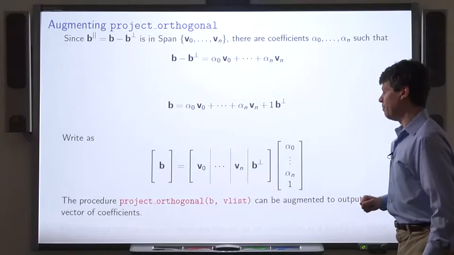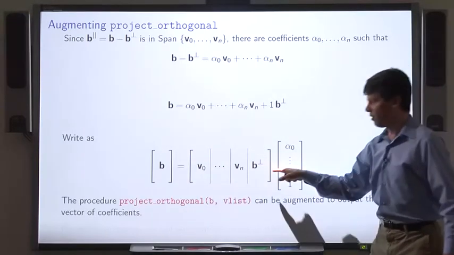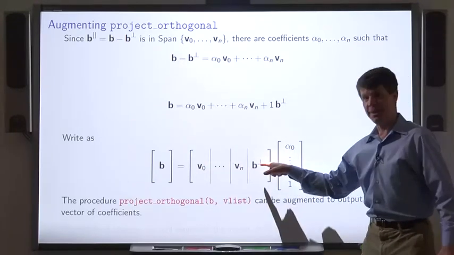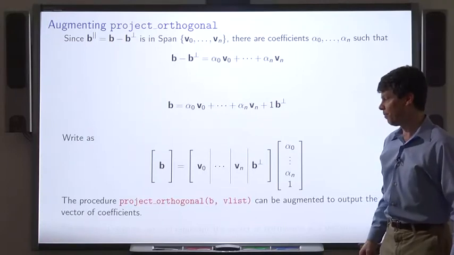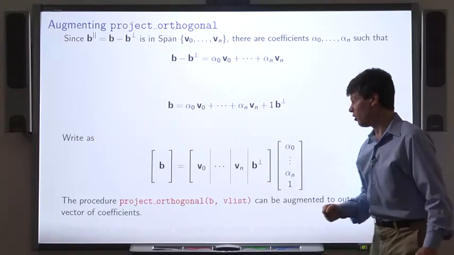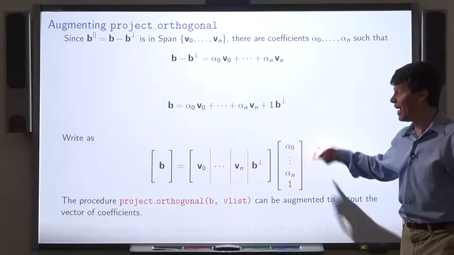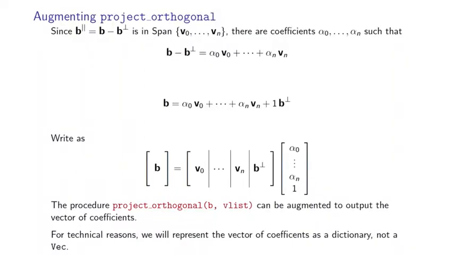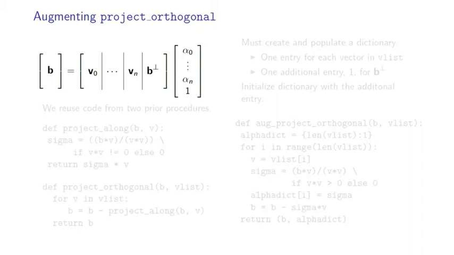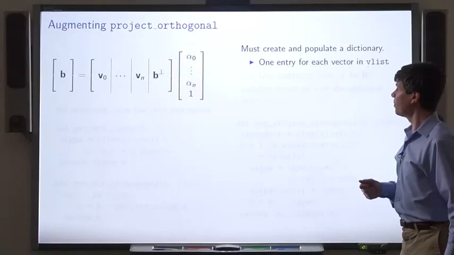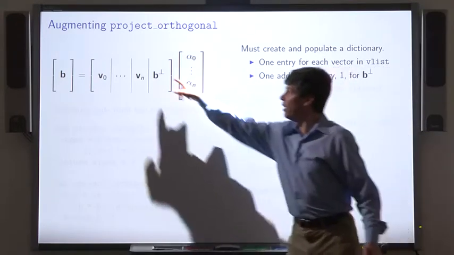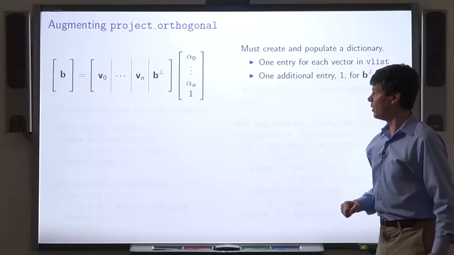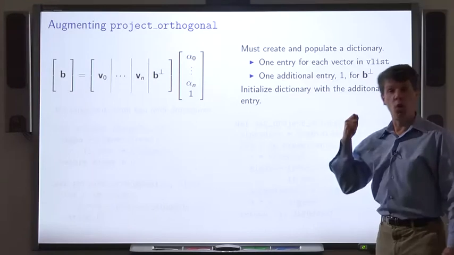And we can write that in matrix form as b equals the matrix whose columns are v0 through vn together with b perpendicular times this column vector consisting of alpha 0 through alpha n followed by the 1, the coefficient of b perpendicular. So we're going to augment the procedure project orthogonal to actually output this vector of coefficients as well as b perpendicular. And for technical reasons, we're going to represent that not as a vec, but as a dictionary. So here's the defining equation. The procedure has to create this dictionary that has one entry for each of the vectors in VList, together with one additional entry, the 1, that's the coefficient of b perpendicular. So we initialize the dictionary with that 1 element.